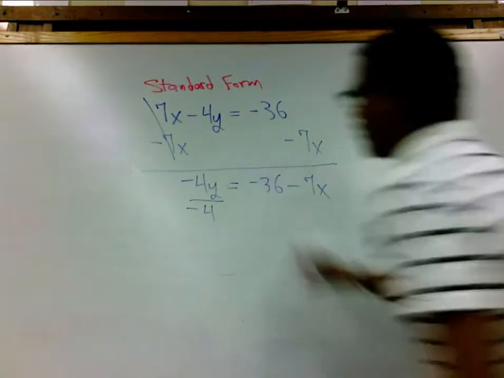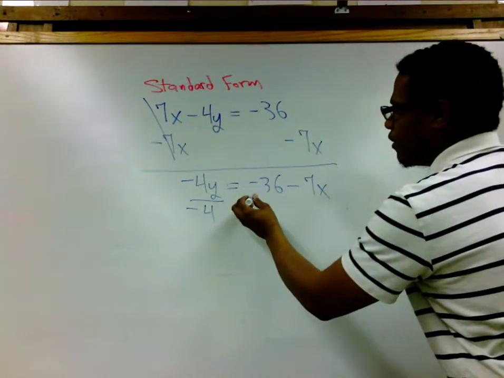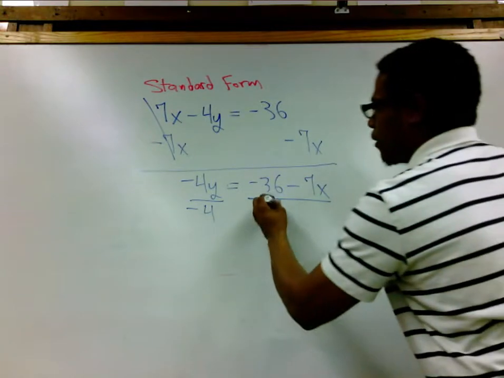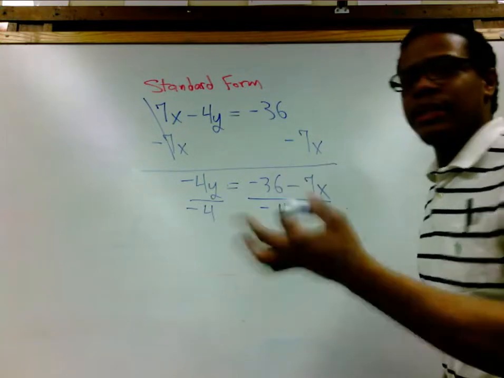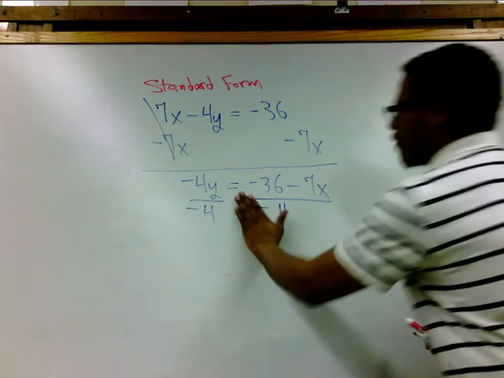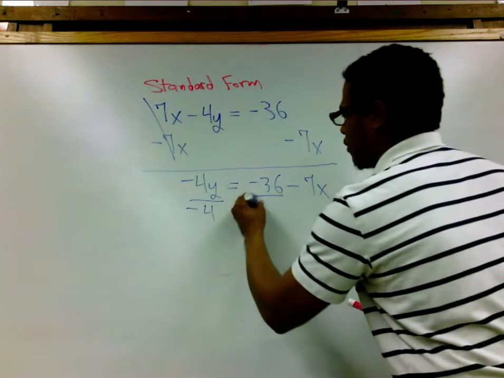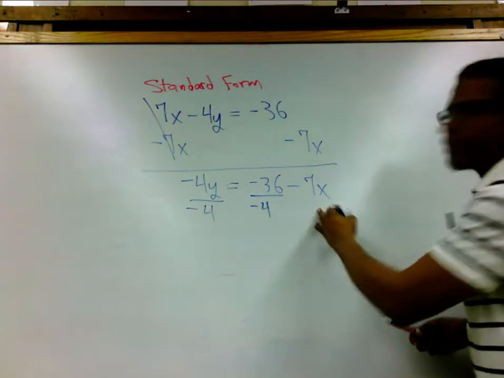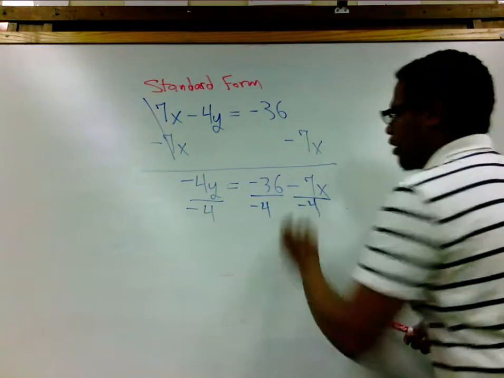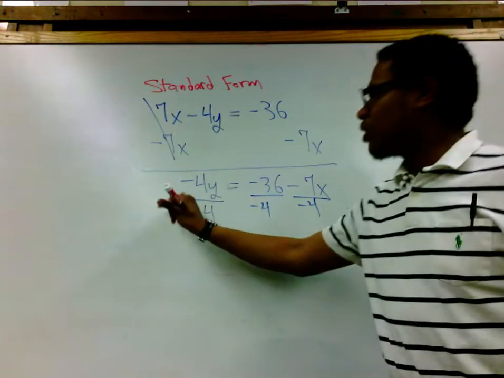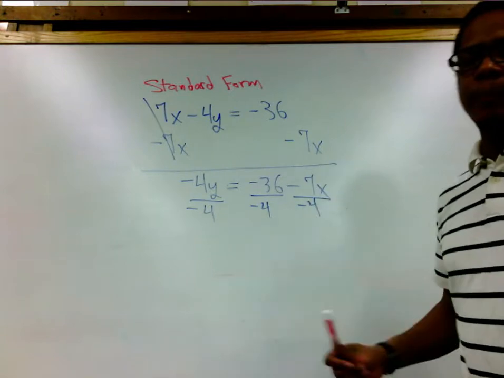Now over here, I can divide this whole thing by negative 4, but it might be easier to do it separately. So instead of dividing that whole thing by negative 4, I take my negative 36, divide by negative 4. I take my negative 7x, divided by negative 4. So I just basically took all my three terms, took each term and divided by negative 4.